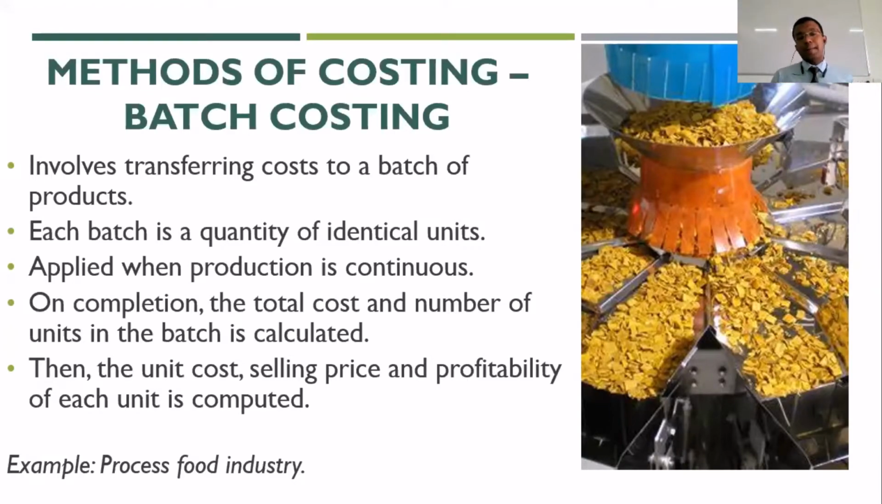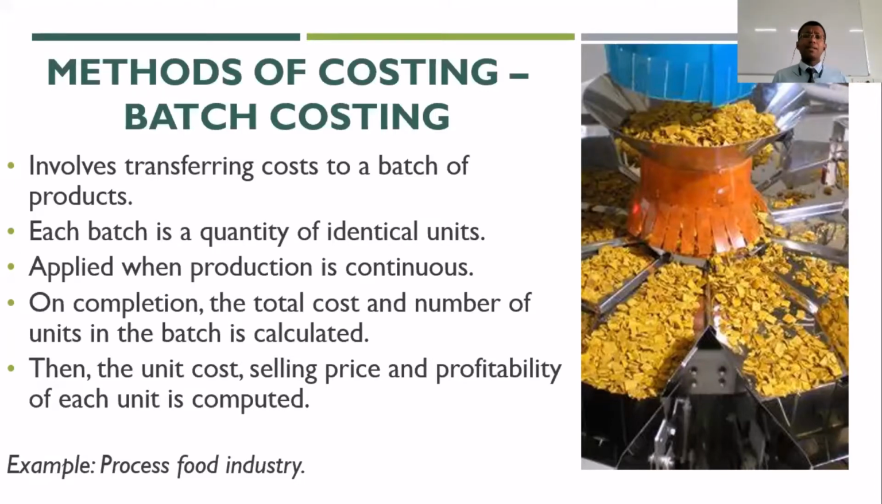Now, usually batch costing is applied in companies, in factories, in businesses where the production process is continuous. Okay? The production process is continuous. They would not wait for processing just one unit. They would process multiple units, and then the total cost which is associated with that particular set of units, which is referred to as a batch, is calculated, and then you go about the computation.